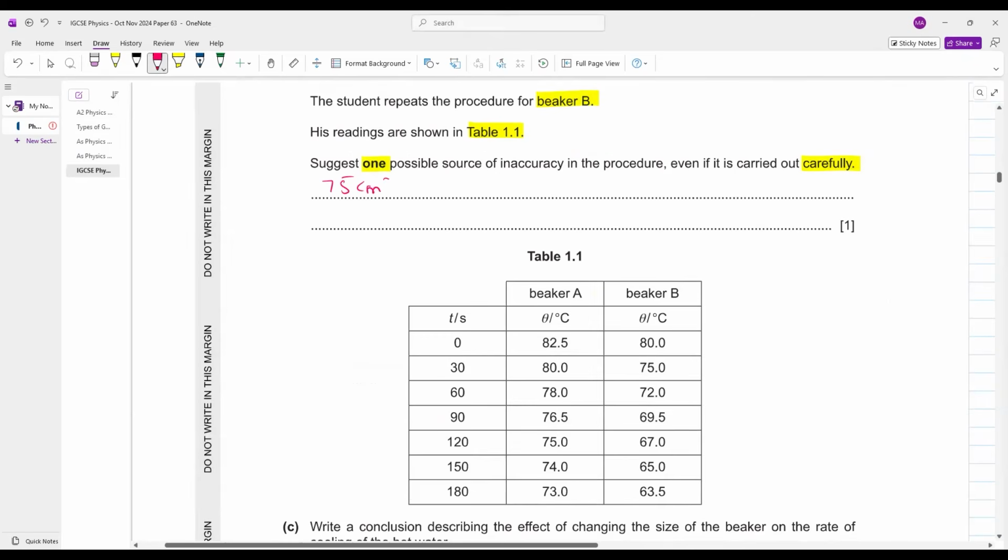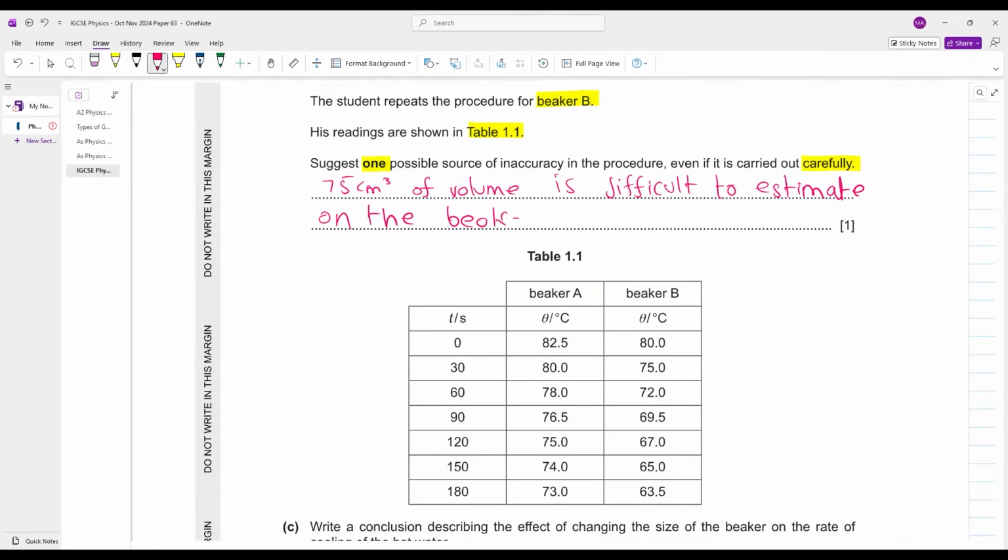75 cm cube of volume is difficult to estimate on the beakers with large graduation. The marks on the beakers are very far apart, very large graduation. Difficult to estimate on the beakers with large graduations. Simple. Let's further move ahead. Let's see what is written next.